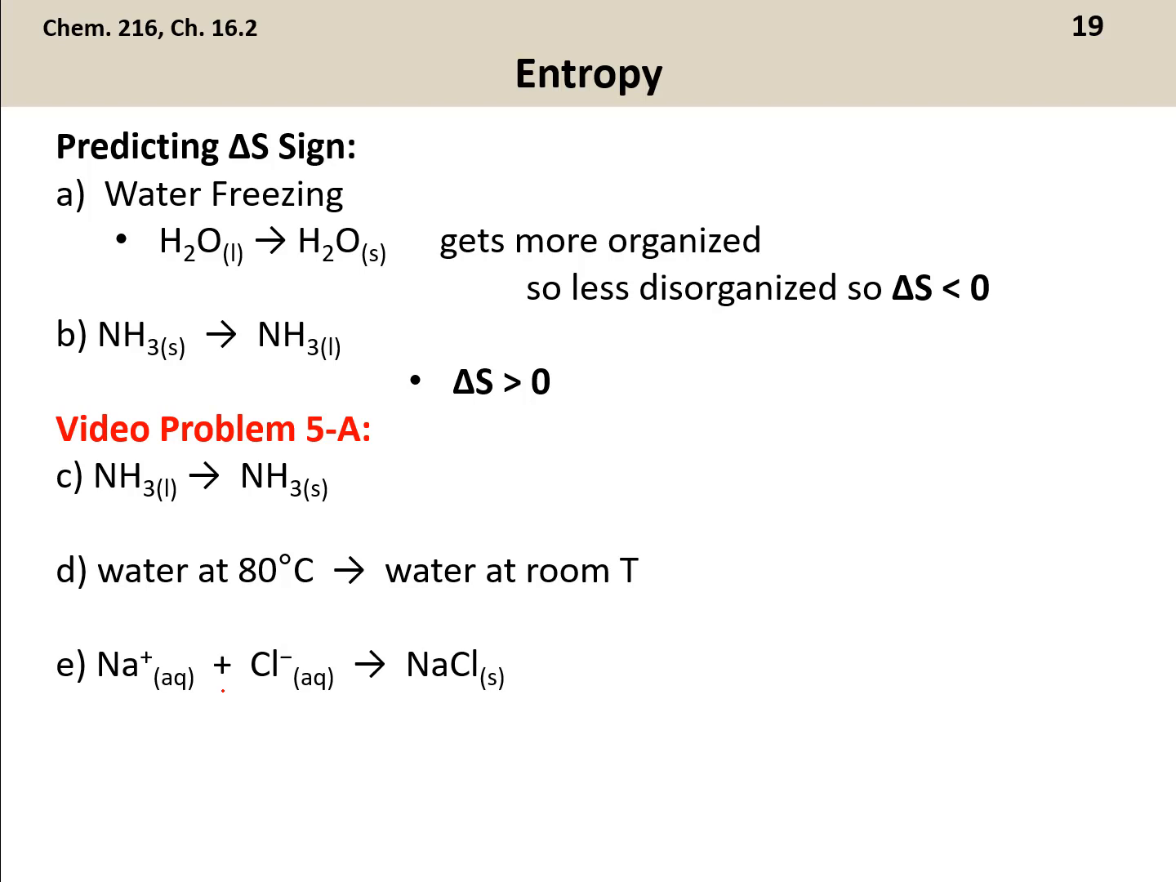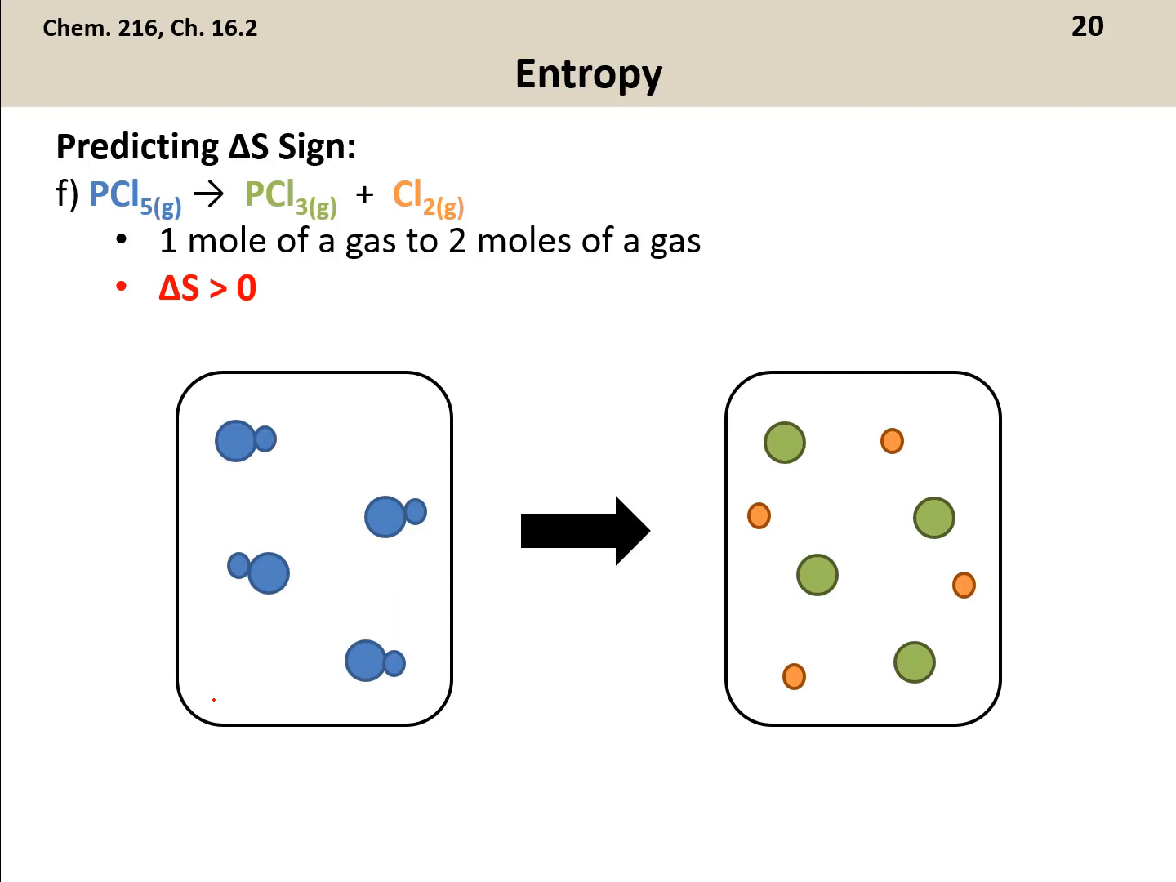There's one other I want to do as a class, and that is this problem. Let's say we have PCl5 going to PCl3 plus Cl2 gas. So I'm going from 1 mole of a gas to 2 moles of gas, right? There's 1 here, there's 2 here.